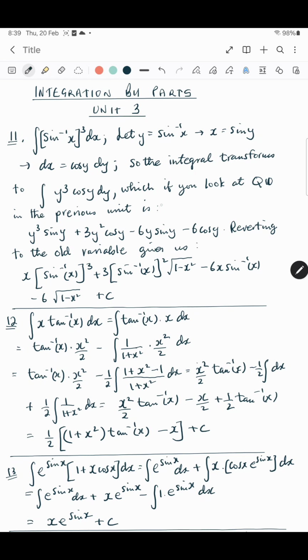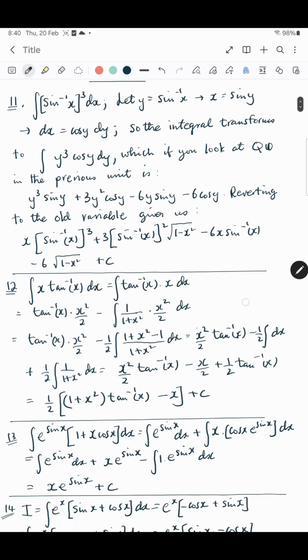which, if you look at question 10 in the previous unit, will give you y cubed sine y plus 3y squared cos y minus 6y sine y minus 6 cos y. And reverting to the old variable then fairly easily gives us x (sine inverse x) all cubed plus 3 (sine inverse x) squared multiplied by the square root of 1 minus x squared minus 6x sine inverse x minus 6 square root 1 minus x squared plus the constant c. So that deals with number 11.